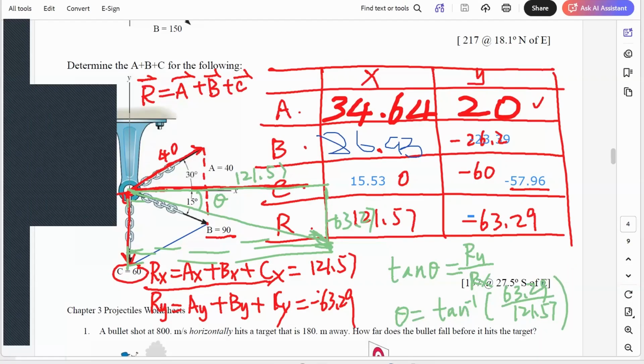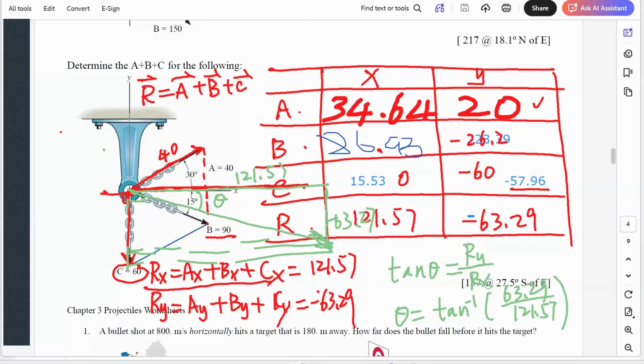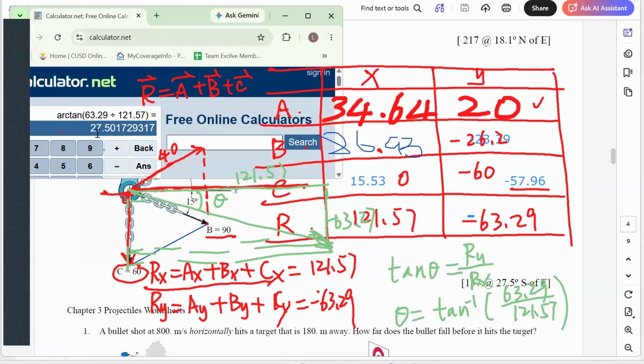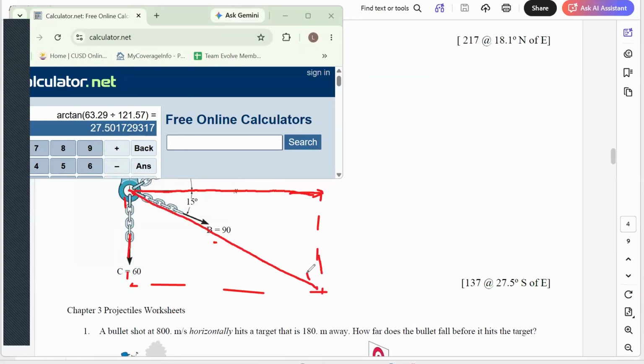And then how do you find the angle? You use the inverse tangent on your calculator. When you do the calculation, do you get around 27.5 degrees? Yeah. So what is south of east? We're going this way. So you get 27.5 degrees. This direction is east, right? Going down here is south. That's why you go from east going south 27 degrees. That's why it is called 27.5 degrees south of east. So you start from east, going south.